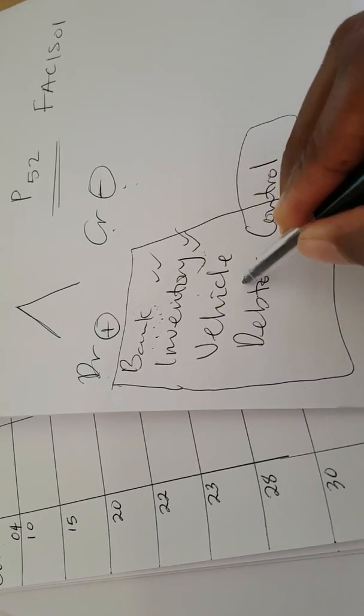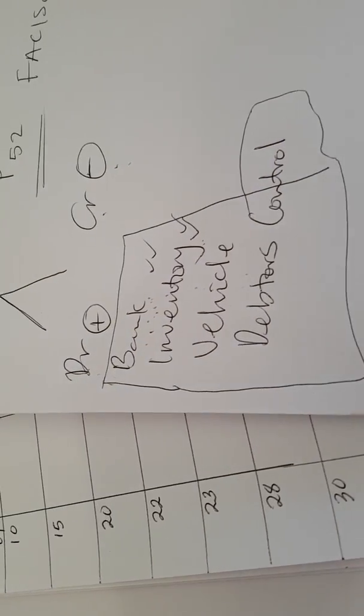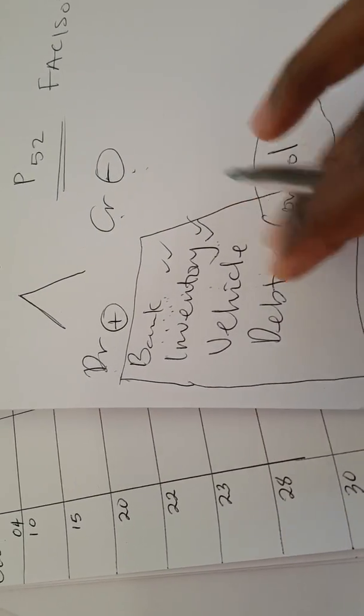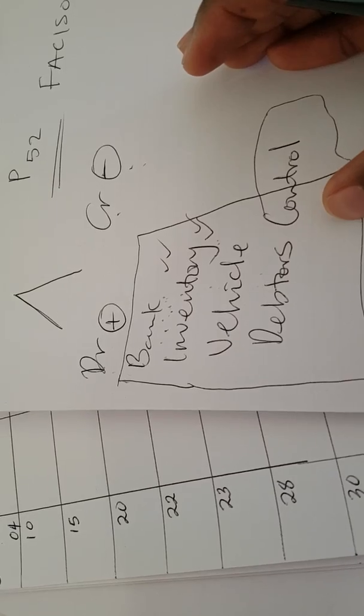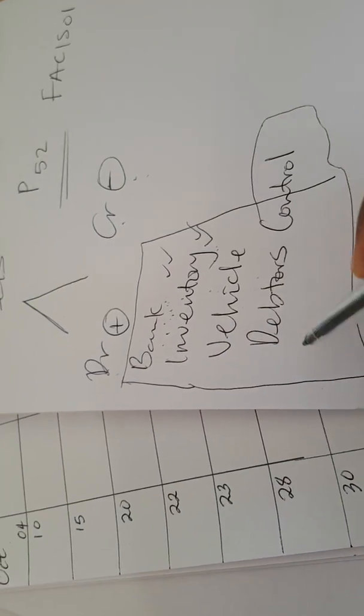Okay, we have the vehicles, which is a non-current asset. So when you purchase a vehicle into your business, it means the vehicles increase. So you're going to have to debit the vehicle. We have a debtors control.